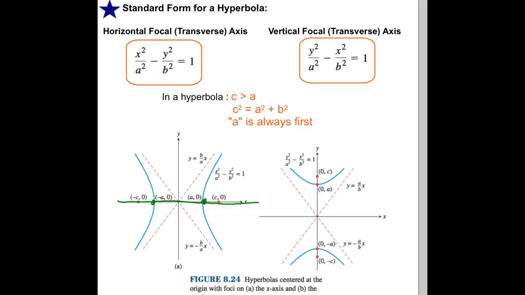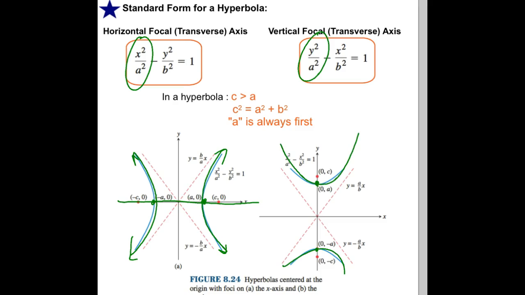Okay? So you'll notice that on top the x and y's flip-flop. Okay? If a is paired with x, our vertices are going in an x direction and our branches curve around that x-axis. Okay? If a is paired with y, now our vertices are measured out in a y direction, and so our branches curve around a y axis. Okay?